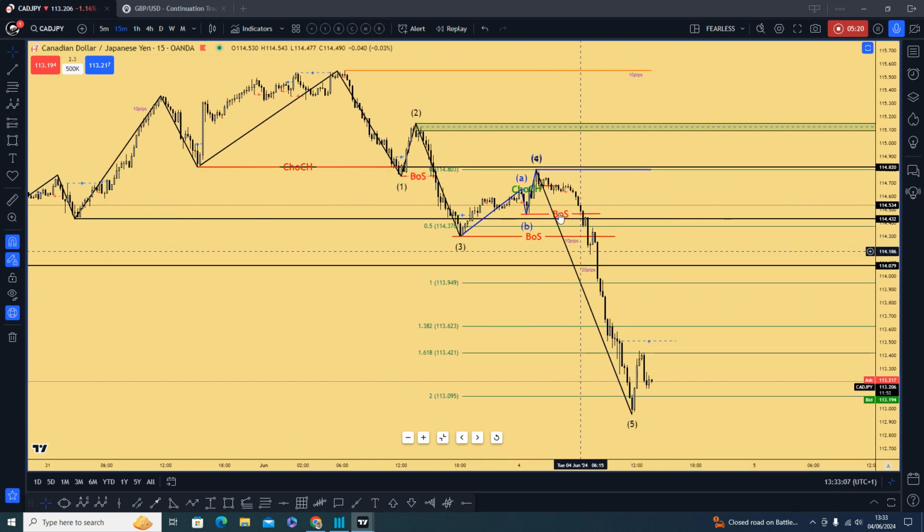The sell this morning was a fantastic sell. I closed the trade somewhere there. Okay. And we were expecting a correction because the wave structure is complete.